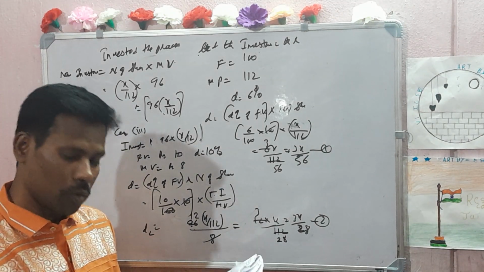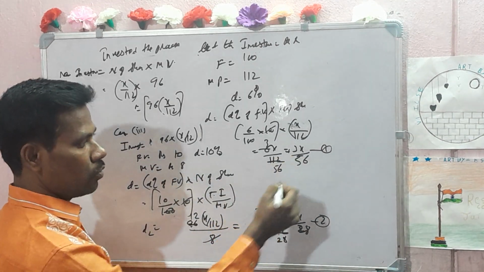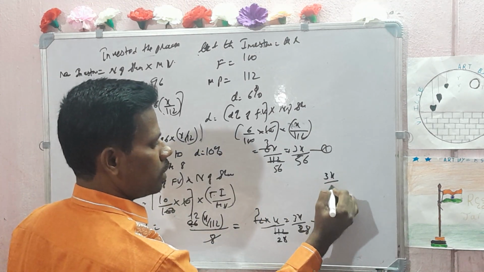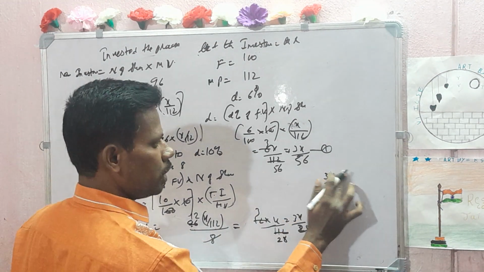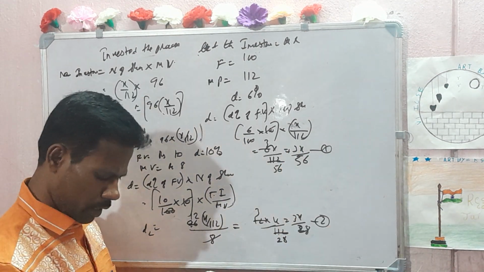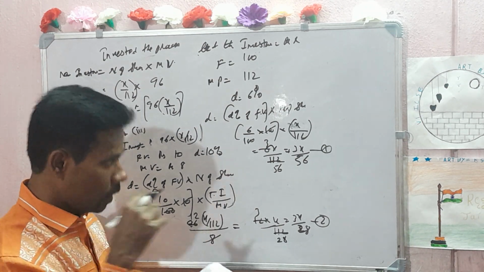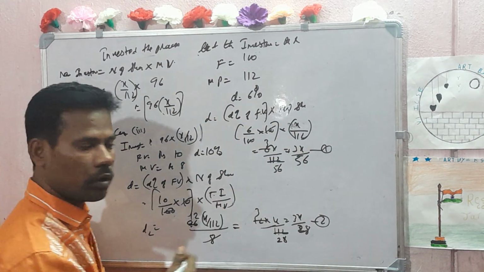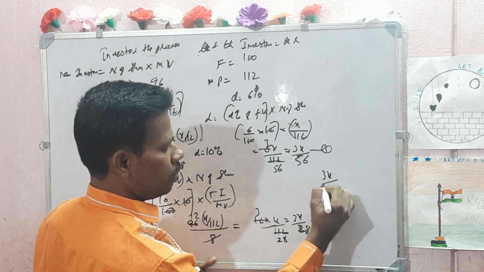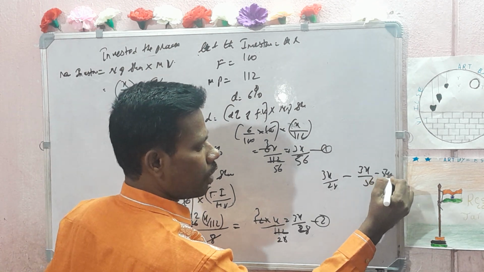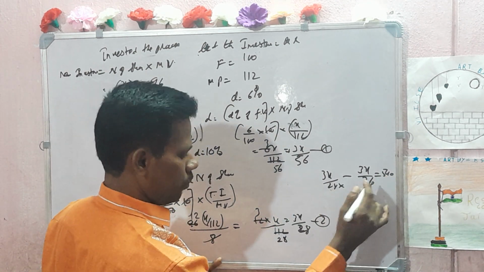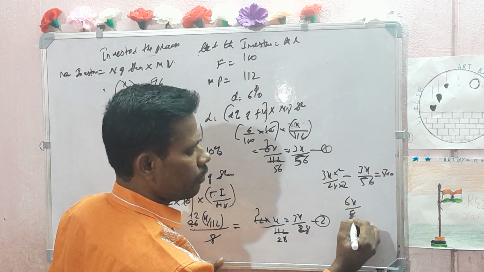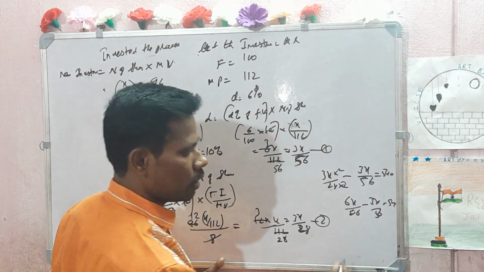The change in his income is rupees 540. D1 is the first dividend, and D2 is this one, 3x by 56. Change in income means you have to find the difference. Why? He sold some shares and kept some shares, so there will be a difference. The difference is 3x by 28 minus 3x by 56, equal to 540 as given. 28 2s are 56, so 6x by 56 minus 3x by 56 is equal to 540.